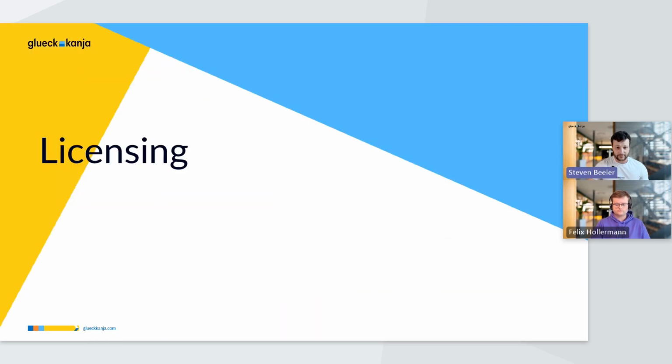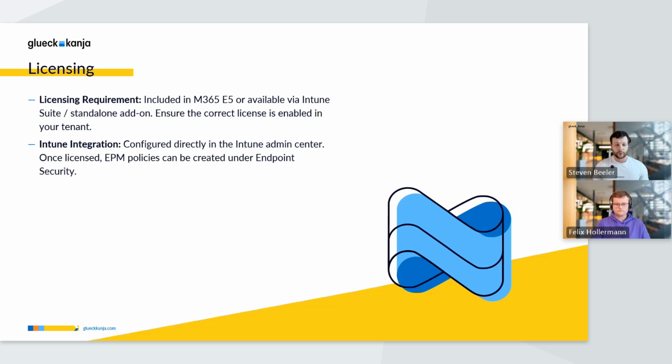And now let's move on to licensing. There's a reason why we're doing this webinar today: Microsoft announced in 2025 that the Intune Suite will become part of the E5 license. So if you're using E5 licenses, you will get all the features of the Intune Suite. And if you're using E3, you get Remote Help and Advanced Analytics with your E3 license.